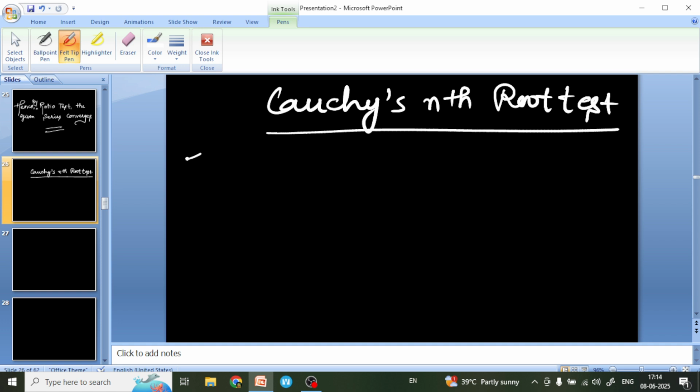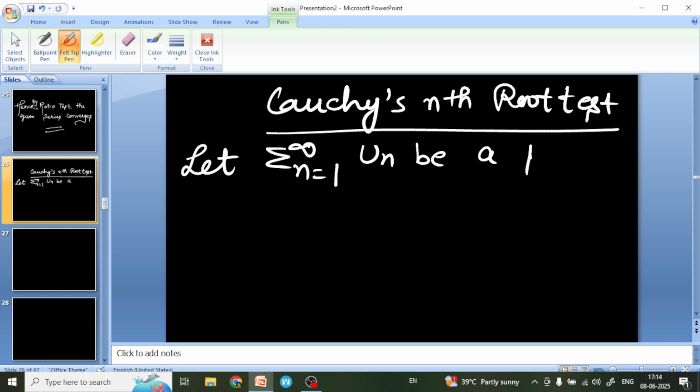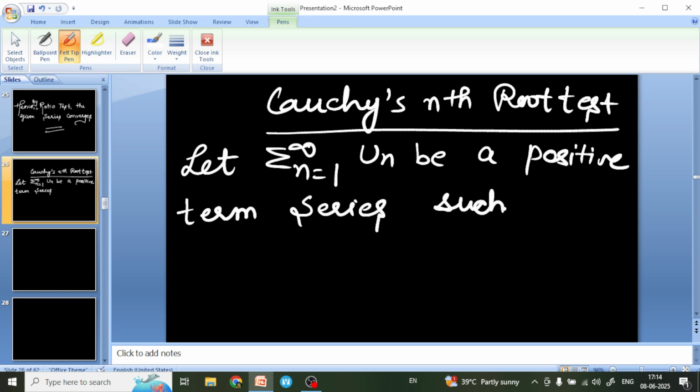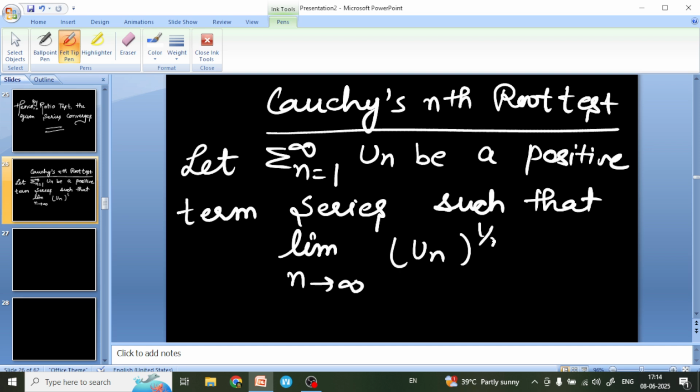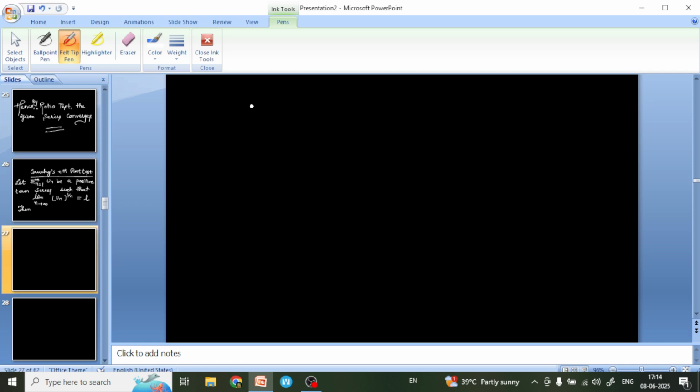In this test, first of all, you have to let the sum from n equal to 1 to infinity of un be a positive term series such that the limit as n tends to infinity of un raised to power 1 by n is equal to L. And then you have to implement some conditions.